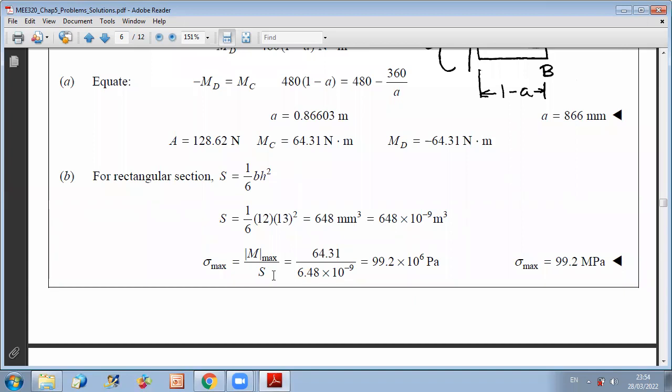So here, I don't have this issue because C1 already equals C2 and my maximum positive moment is equal to my maximum negative moment. So the maximum normal stress is equal to the absolute value of the maximum bending moment over S.